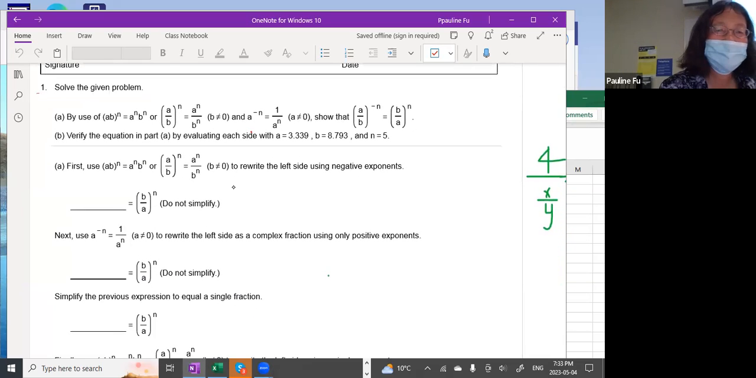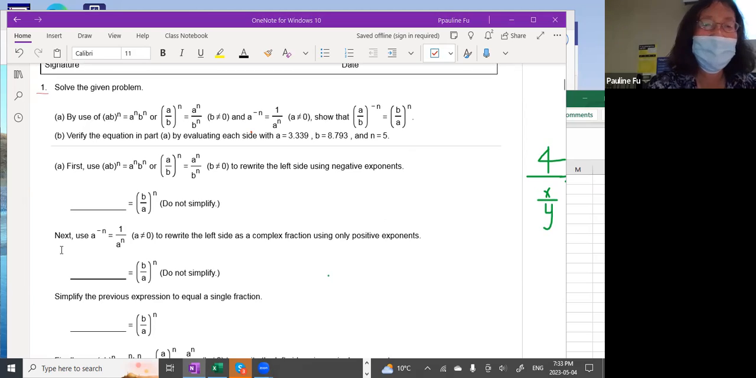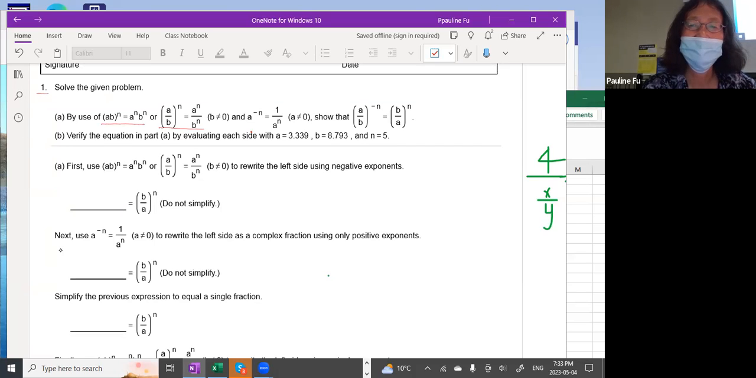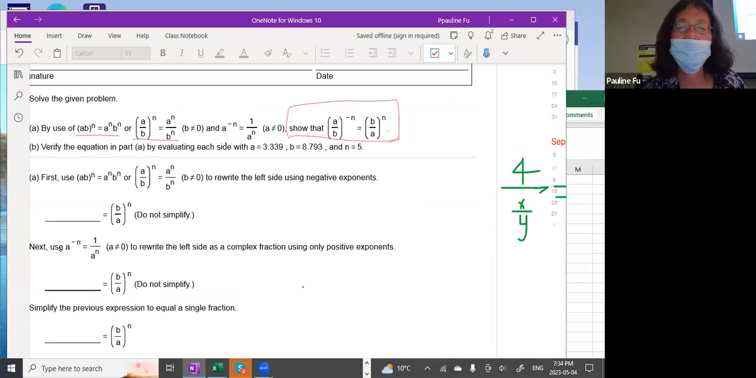Solve question 1. By use of the properties (a times b) raised to power n and (a over b) raised to power n, show that (a over b) raised to power negative n equals (b over a) raised to power n. So show this, prove this equal. Okay, so let's do this.